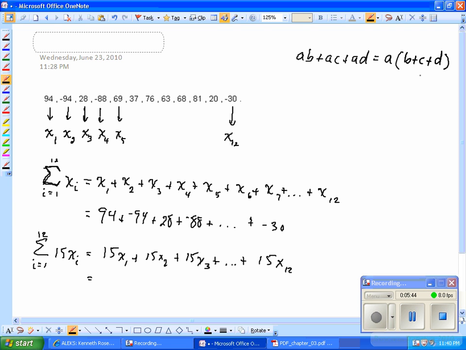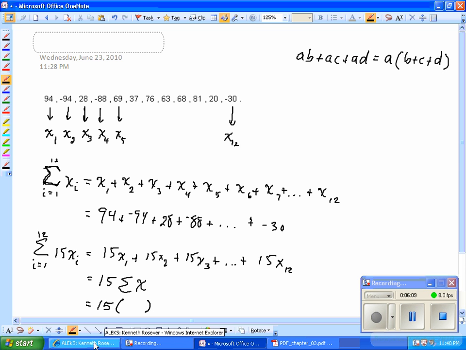Okay, basically I can factor out the a out of each term and place it out in front and just add what's left. I'm going to do the same thing here. I'm going to factor out the 15 and add what's left. What's left, though, is the sum of the x's. So what this tells me is if I can find the sum of the x's, I just multiply that number by 15, and that'll give me my answer.